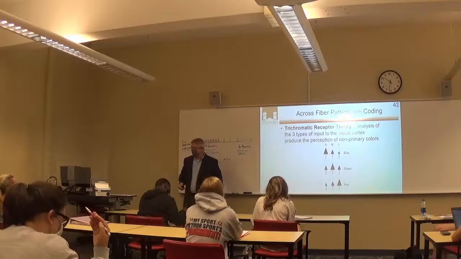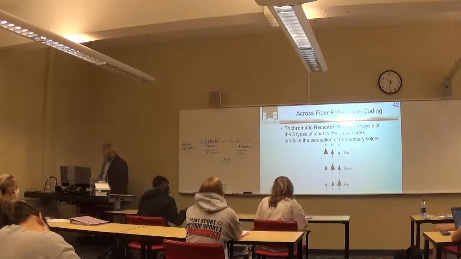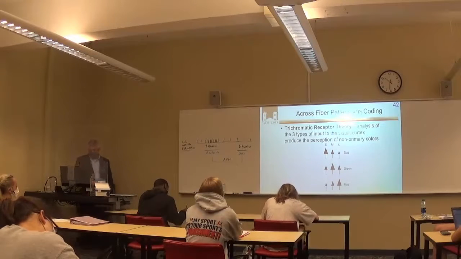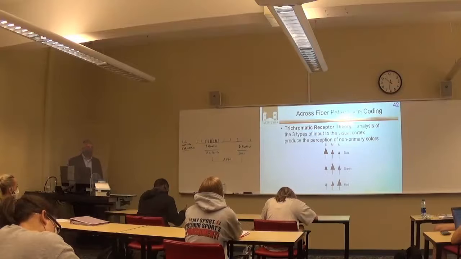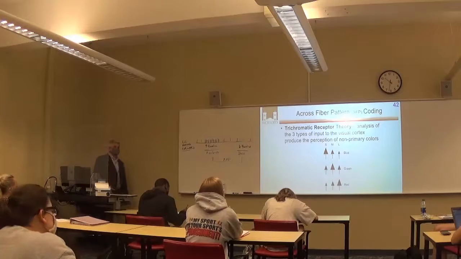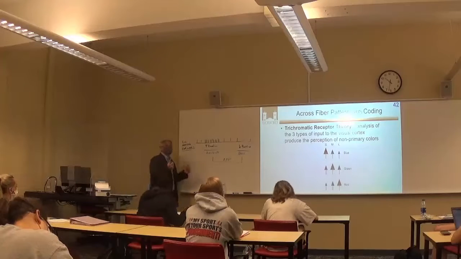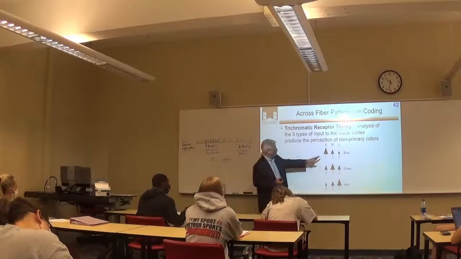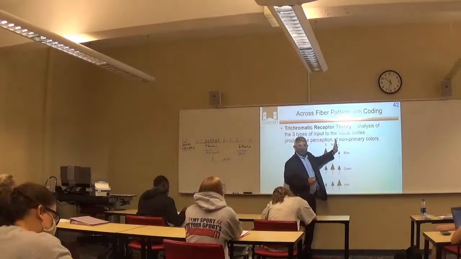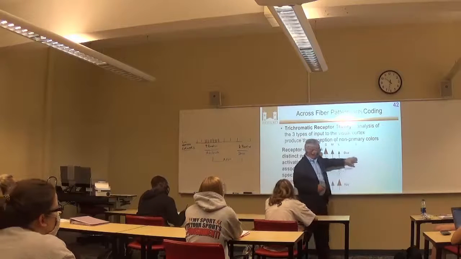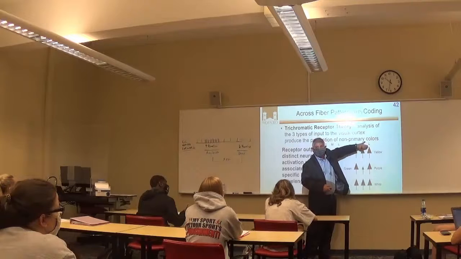Now, what if we have yellow light? What is yellow going to activate? Where does yellow fall on the spectrum? Medium and long. Yeah. Medium and long. Between the medium and long wavelength. So it's going to activate both of those. And when medium and long wavelength are equally activated, our brain interprets that signal as yellow.